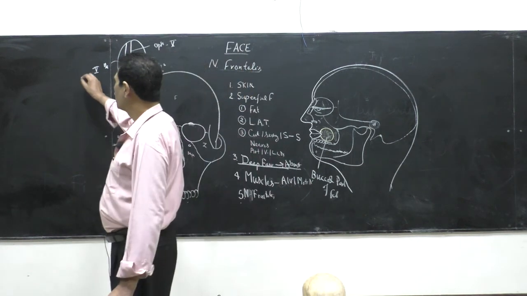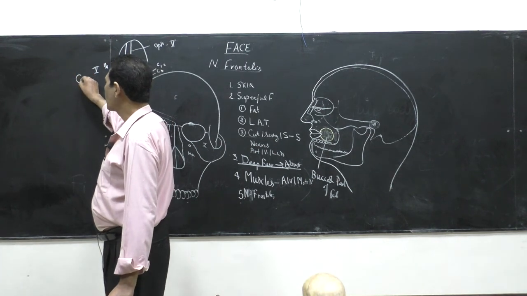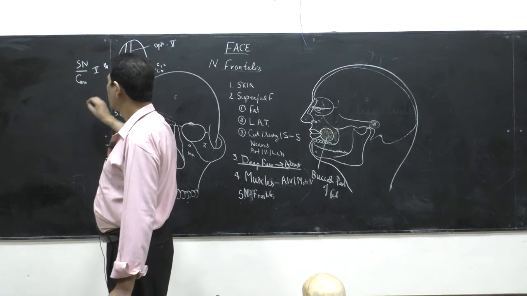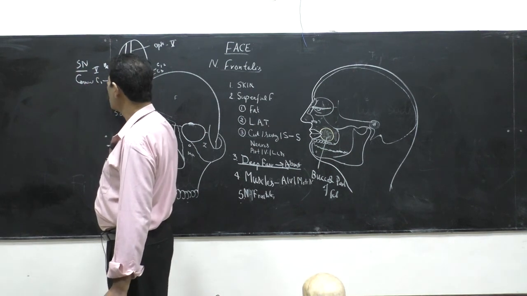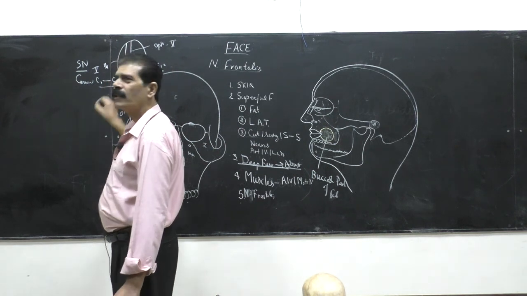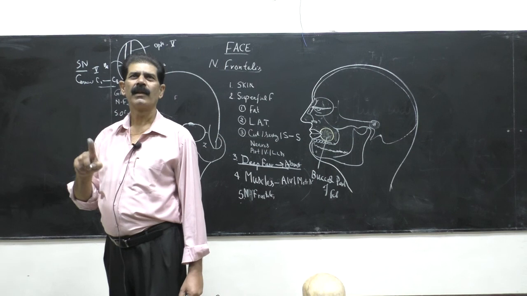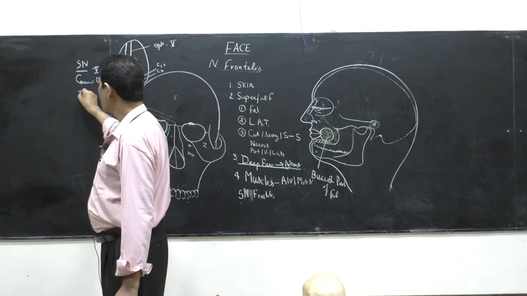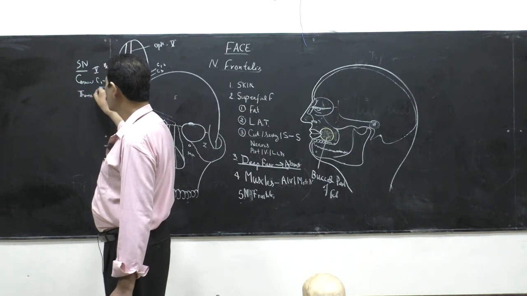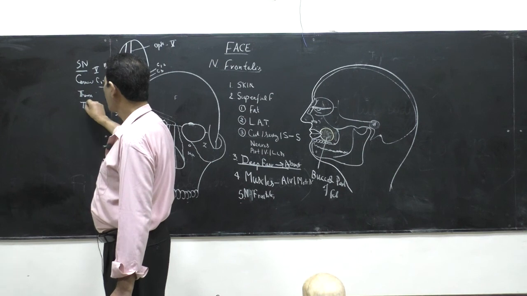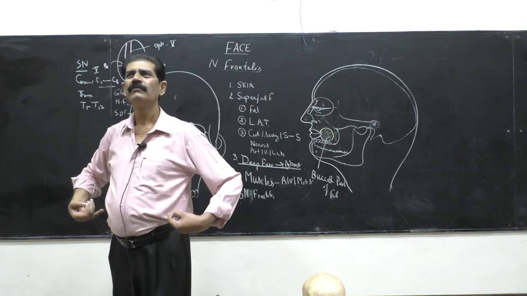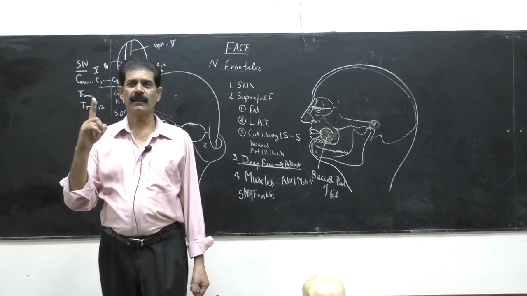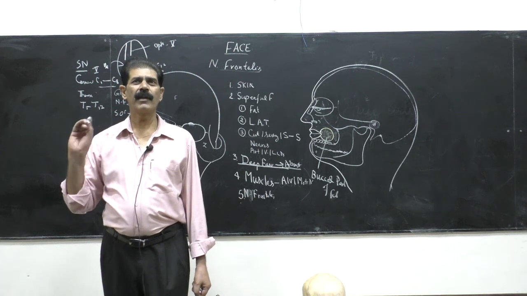Out of the 31 spinal nerves, they arise from the spinal cord. How many cervical nerves are there? C1 to C8. Remember, the vertebrae are only 7, but the spinal nerves of the cervical region are 8. Then thoracic, how many nerves are there? T1 to T12. There are 12 ribs, and every rib has one thoracic intercostal nerve. So they are 12 in number.